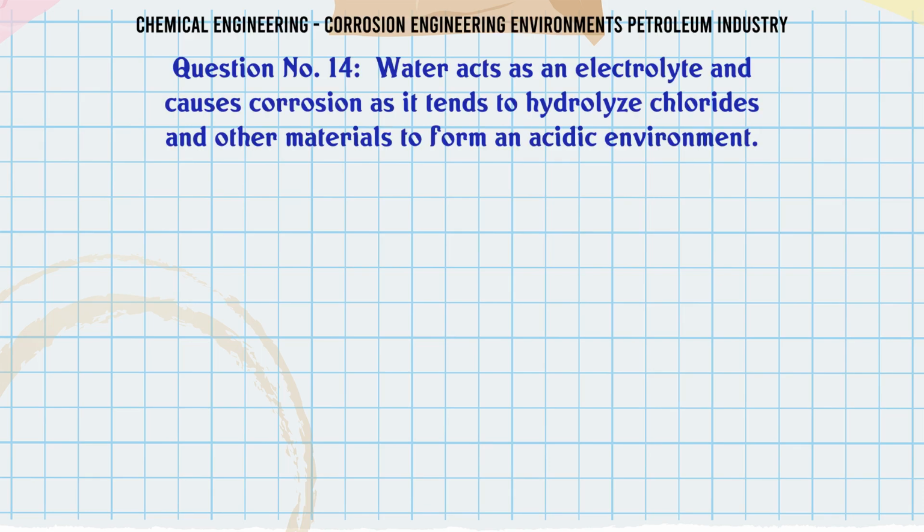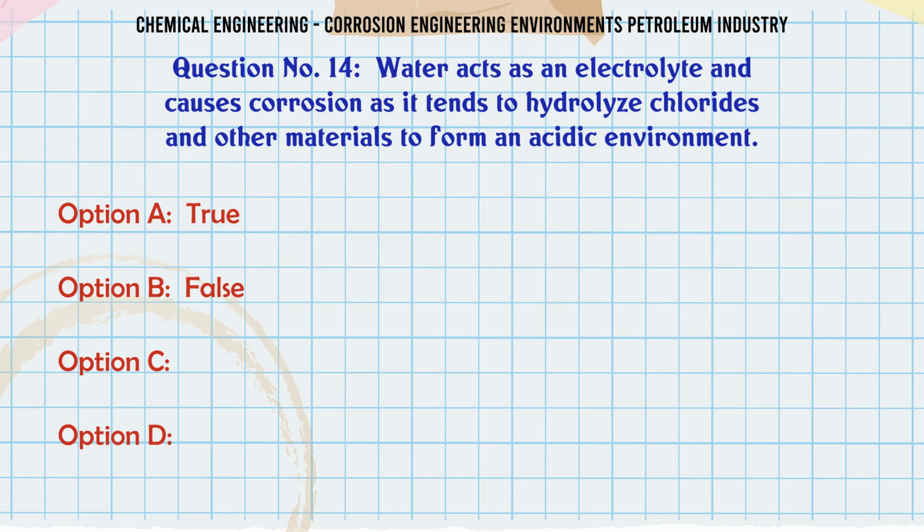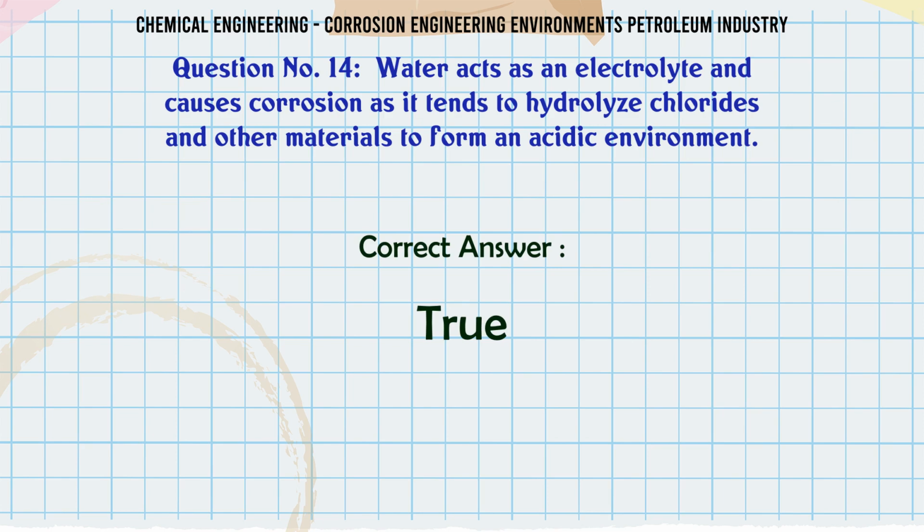Water acts as an electrolyte and causes corrosion as it tends to hydrolyze chlorides and other materials to form an acidic environment. A. True. B. False. The correct answer is true.